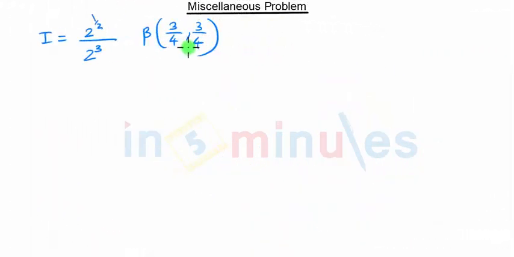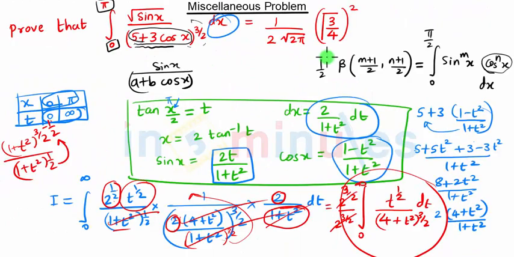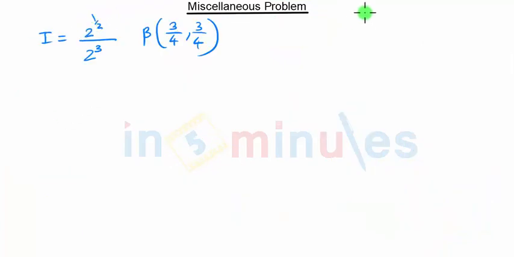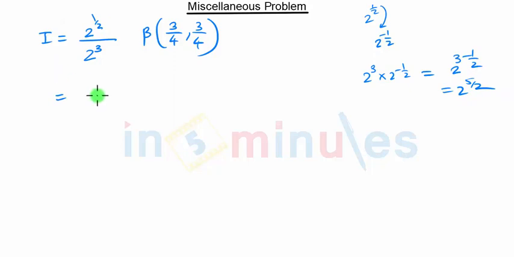So this can be our solution, but we have to prove that this term is equivalent to this term, so we have to further solve this equation. We first solve this 2 raised to half. When it goes in the denominator, it will become 2 raised to minus half. And here we have 2 cube. So 2 cube into 2 raised to minus half is nothing but 2 raised to 3 minus half, which will be nothing but 2 raised to 5 by 2. So in the denominator, we have 1 upon 2 raised to 5 by 2.